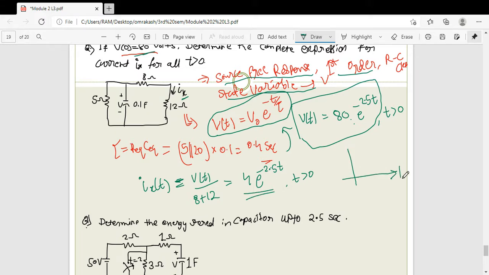When you draw this in terms of the graph of ix, at the initial time you will get a constant value of 4 ampere, but after some particular time of decay, your response dies out, right? So this is the response for this equation.